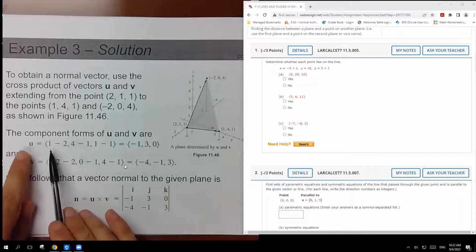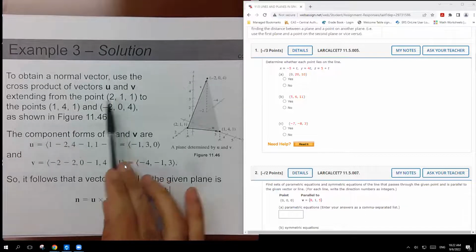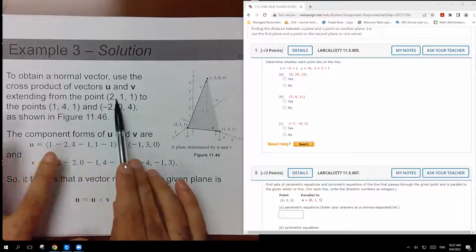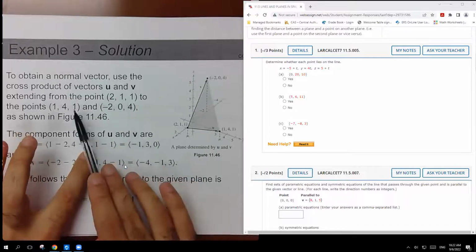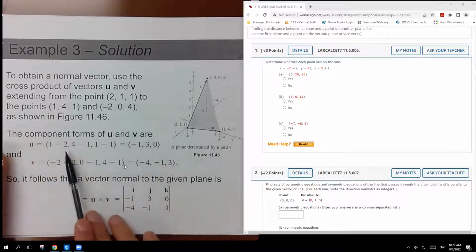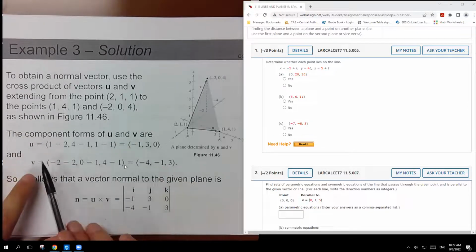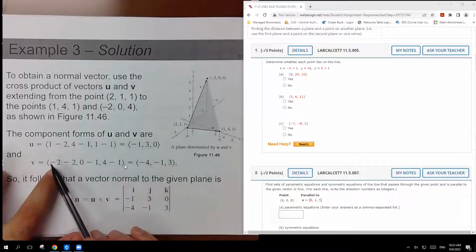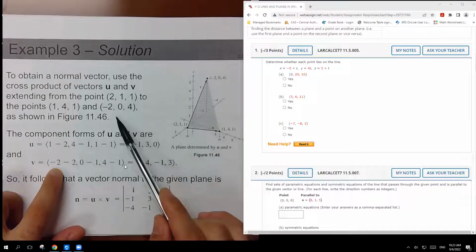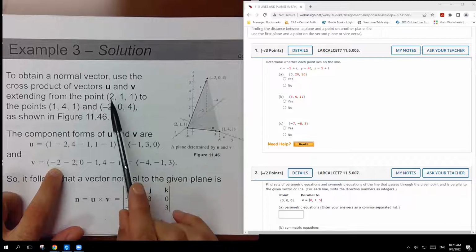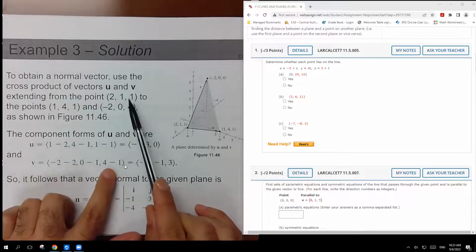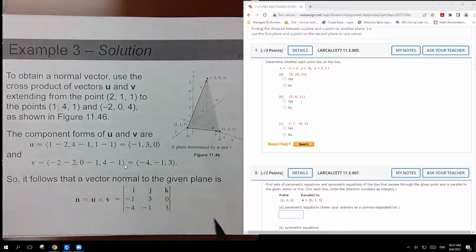U is going to be, that means you're going to choose this one and this one to create vector U. So it's going to be 1 minus 2, 4 minus 1, and 1 minus 1. Here is the first vector, U. The second vector is going to be on the plane. It's going to be vector V, which is from these 2 points. So it's going to be -2 minus 2, 0 minus 1, 4 minus 1. You have to choose any 2 points to create 2 vectors.